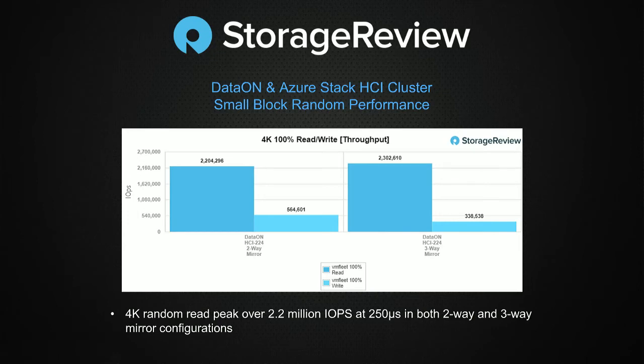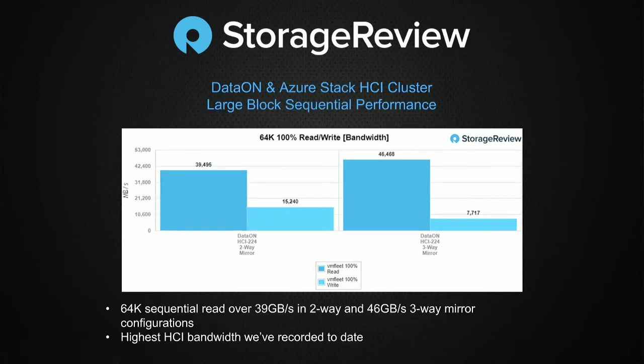So anyway, 4K random read, we peaked over 2.2 million IOPS and still are talking really great latency there in both two and three-way. If we look at some larger block sizes, 64K sequential, we're talking about almost 40 gigabytes per second and 46 in three-way. Just from a pure bandwidth standpoint, it's the highest then. That was in September of last year, and I believe it remains the highest we've seen. Just really impressive. Again, most orgs aren't going to need this. What we're trying to show is what this system is capable of, and it's capable of quite a lot.